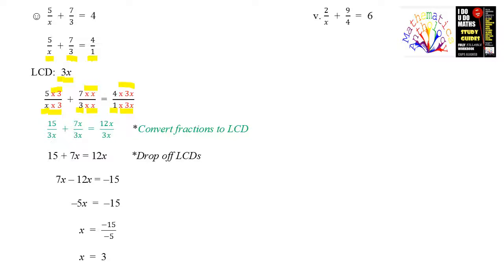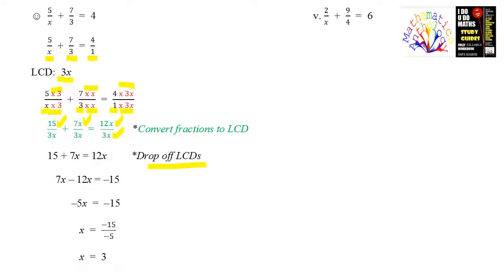So let's simplify all of this. So my first fraction, 5 times 3 is 15 on the top over 3x at the bottom. My second fraction is 7 times x on the top, which is 7x, over 3 times x, 3x at the bottom. My third fraction is 4 times 3x, which is 12x on the top, over 1 times 3x, which is 3x at the bottom. So I have 15 over 3x plus 7x over 3x is equal to 12x over 3x. Once I have all my denominators to be exactly the same, I can drop off my denominators. So I will end up with 15 plus 7x is equal to 12x.